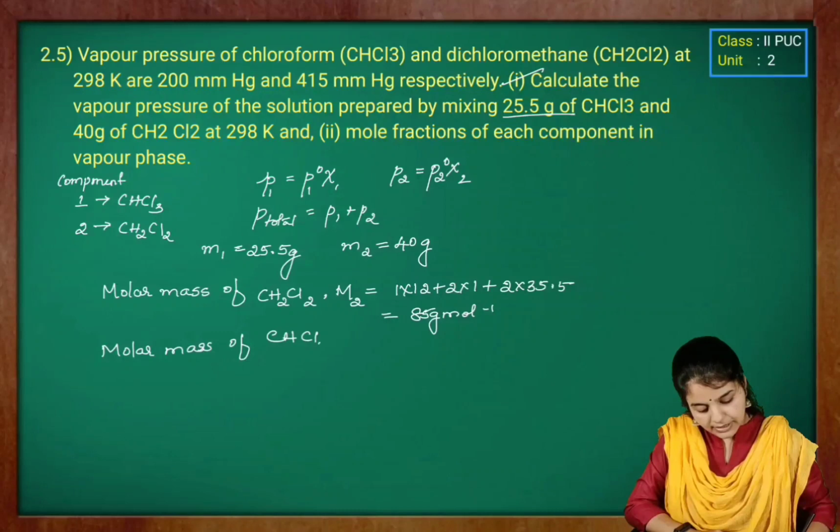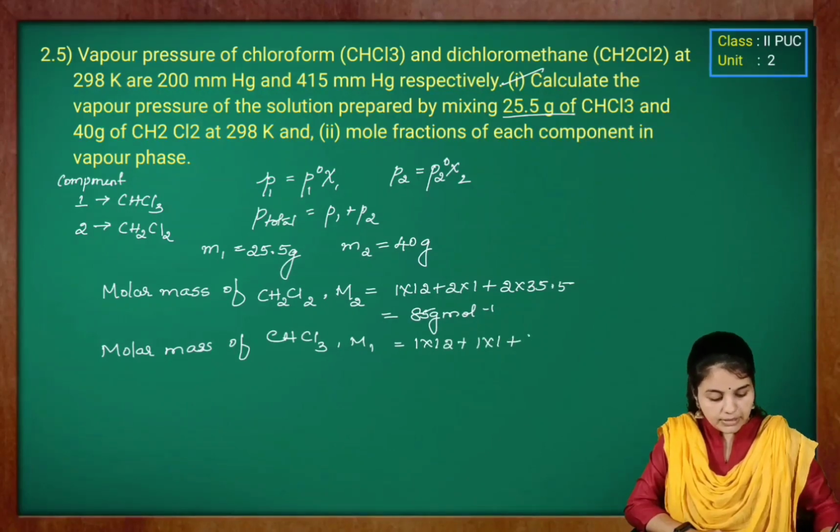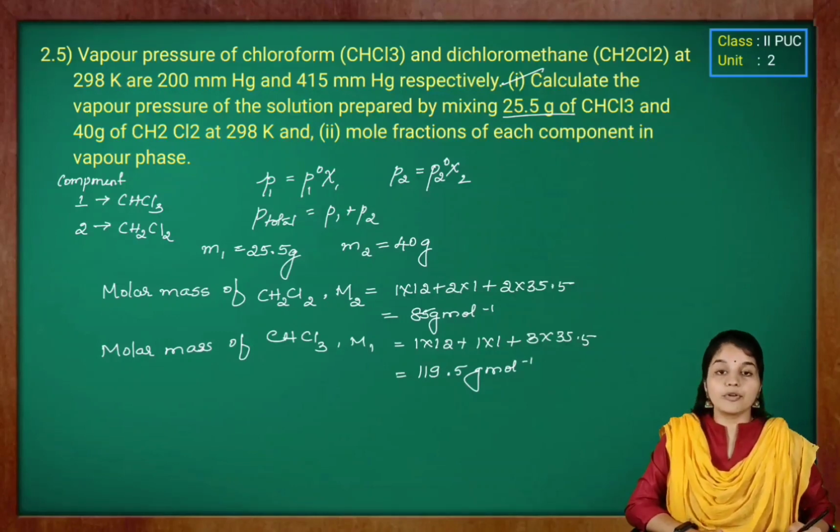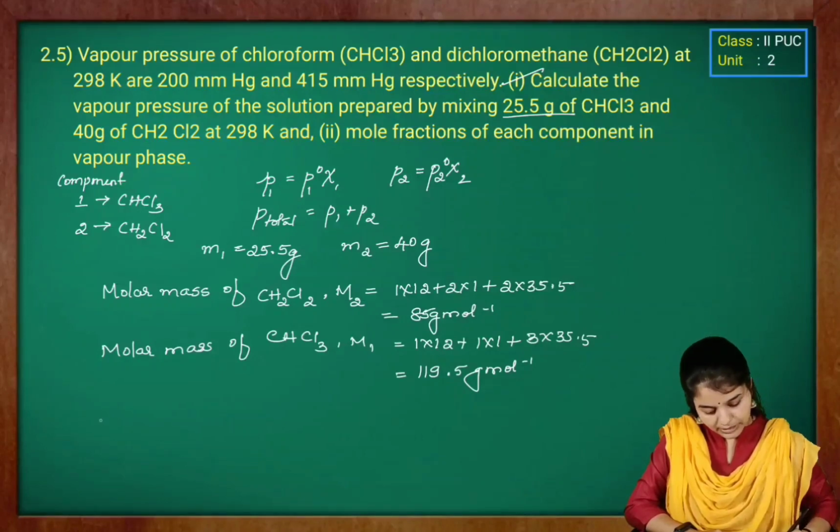Similarly, molar mass of chloroform, CHCl3, since it is taken as component 1, so M1, that is equal to 1 into 12 plus 1 into 1 plus 3 into 35.5, and that is equal to 119.5 gram per mole. So now let us find the number of moles of chloroform and dichloromethane.